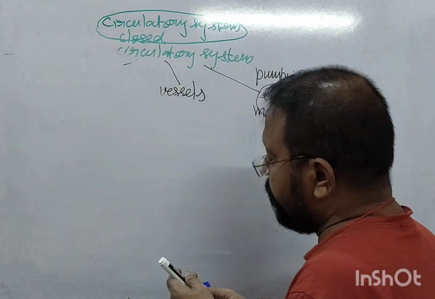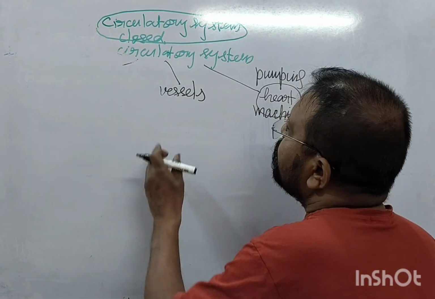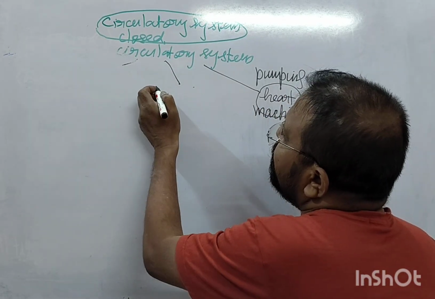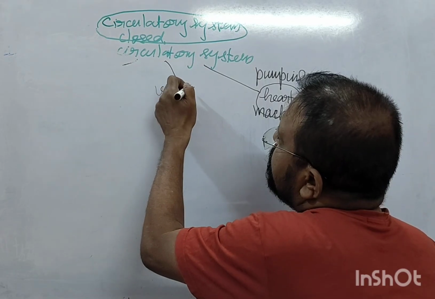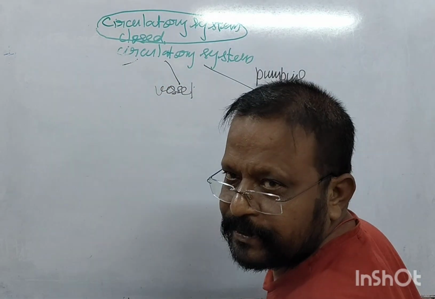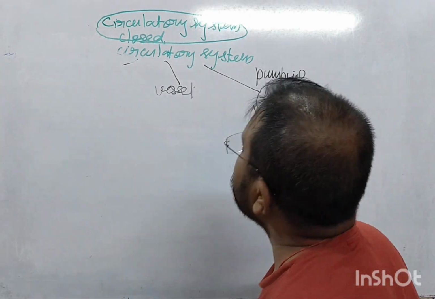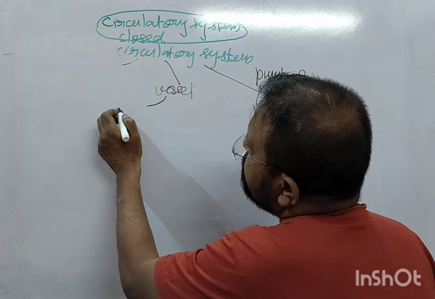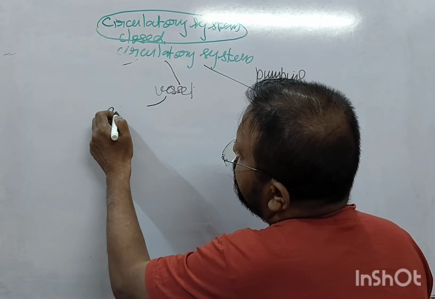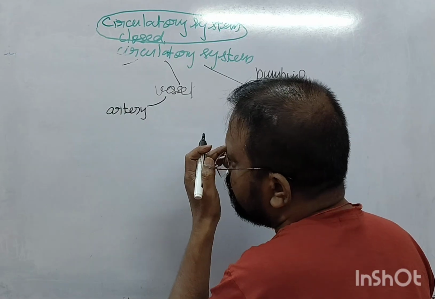This is what we have. Vessels. We have a closed circulatory system, right? So we have vessels. Vessels are basically of three types. One is artery.